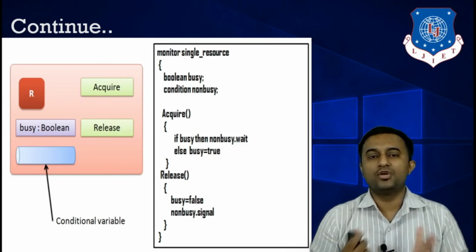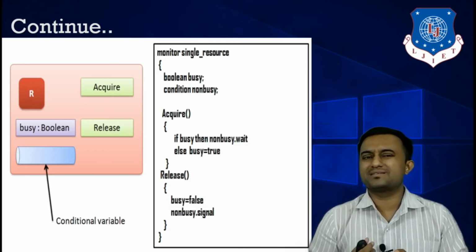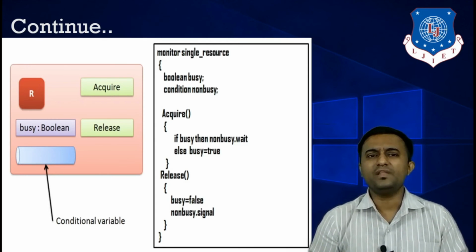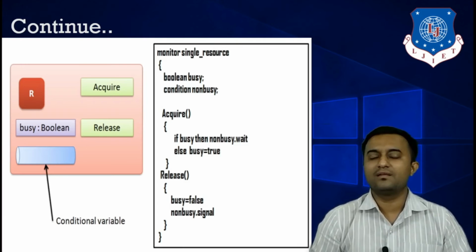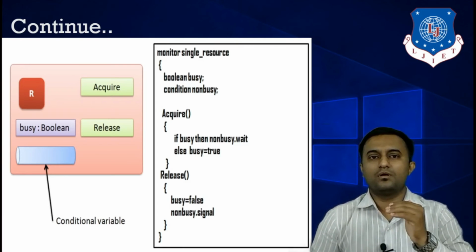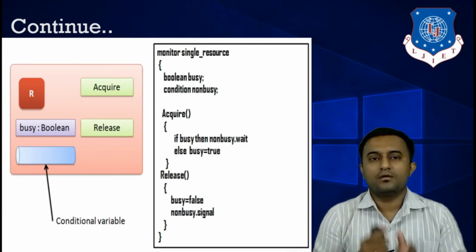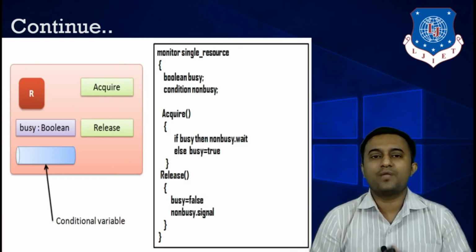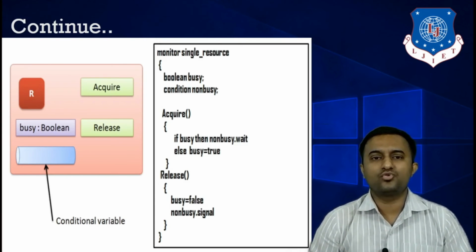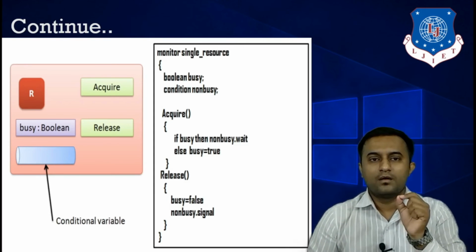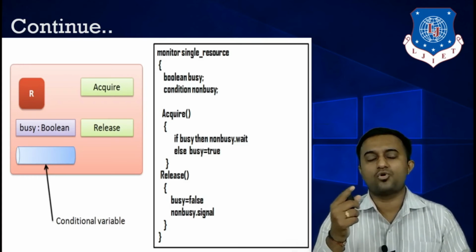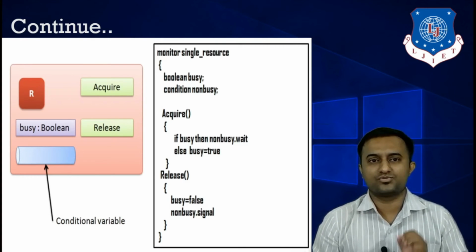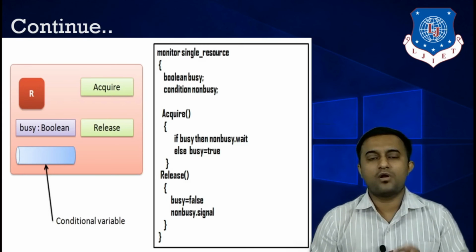So what will acquire do? It is, again, kind of get and put. Fine. So acquire is nothing but we are putting something, and release means we are fetching something. Fine, like that. So that we need to assume. So in the case of the acquire procedure, we have written two instructions. One is if busy. Suppose this acquire procedure is called, what will this procedure do? If busy means what?